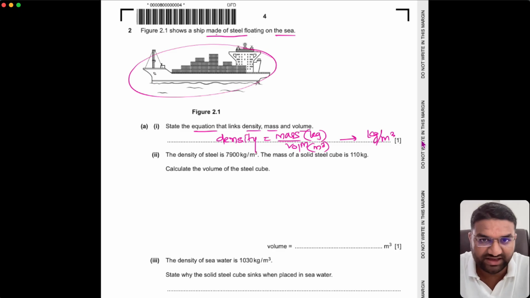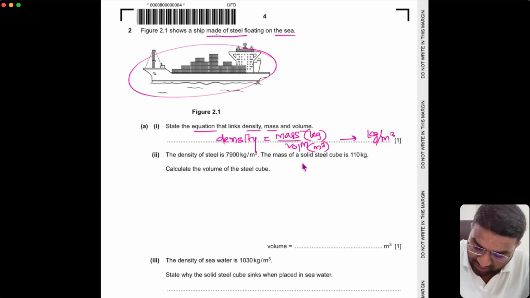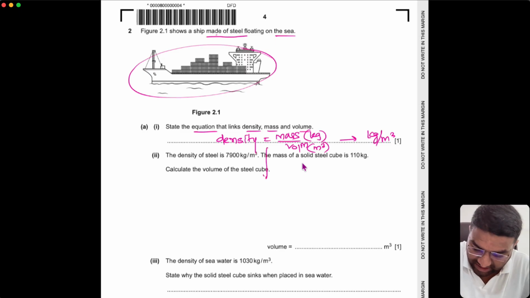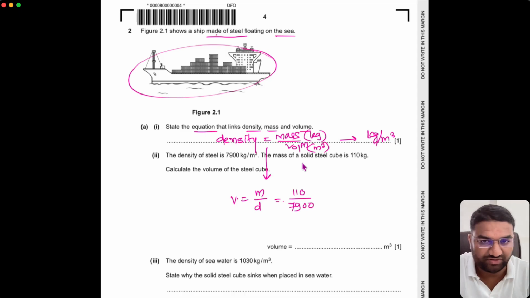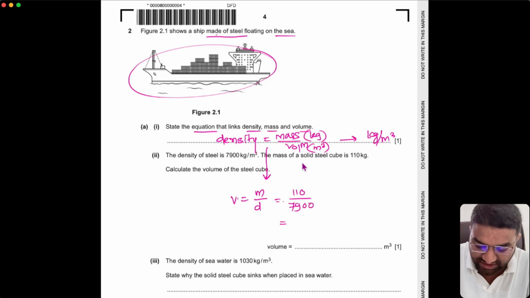Next, the density of the steel is given, which is 7,900 kg per meter cube, and the mass of a solid steel cube is 110 kg. Calculate the volume of the steel cube. If you rearrange the formula, volume V is equal to mass by density. So mass is 110 kg divided by 7900. Now use the calculator and we get the volume straight away: 0.0139 meter cube.